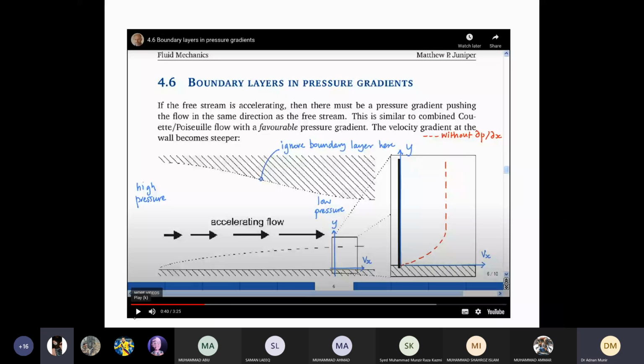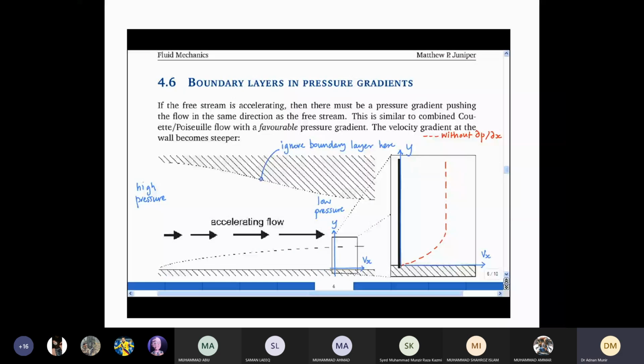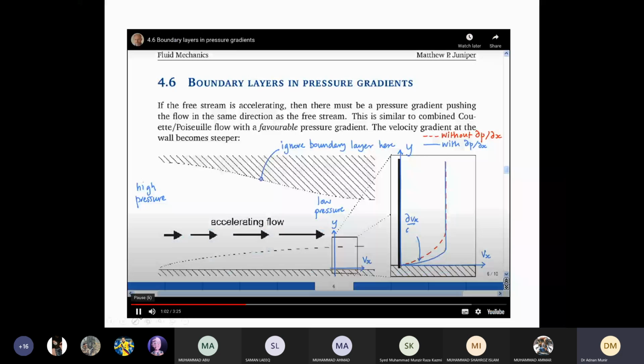Flow with a favorable pressure gradient, that is to say, with the pressure gradient pushing the fluid in the same direction as the mean flow. In that situation, we saw the boundary layer velocity profile become steeper at the wall. And we find exactly the same thing happens in this situation. The boundary layer with the pressure gradient looks like this. And we find that at the wall, partial dVx by dy is larger than it was when there was no pressure gradient.